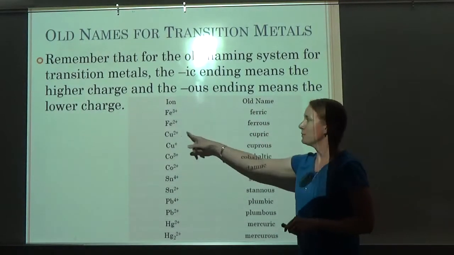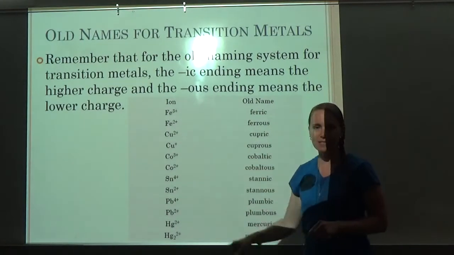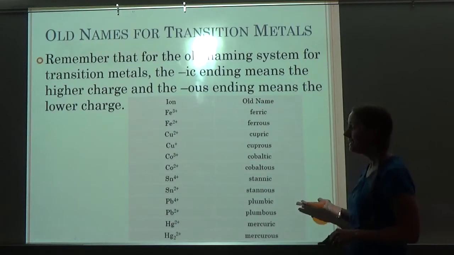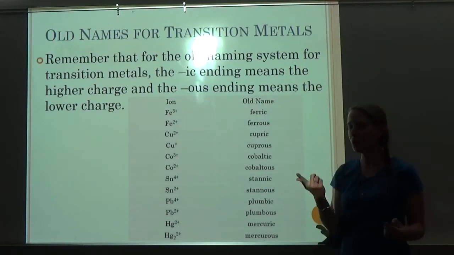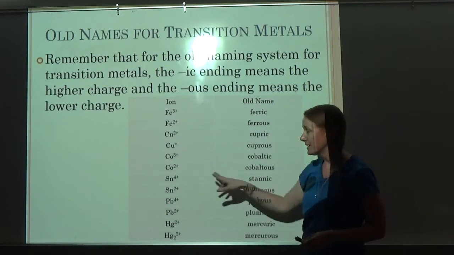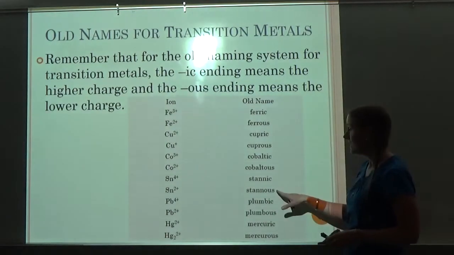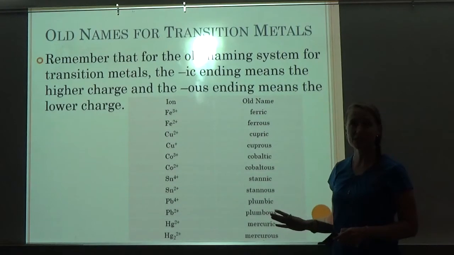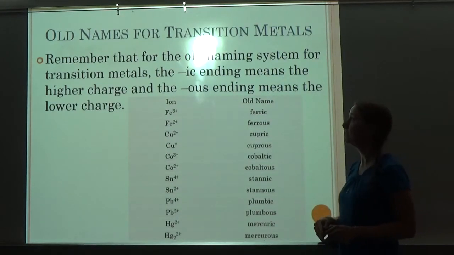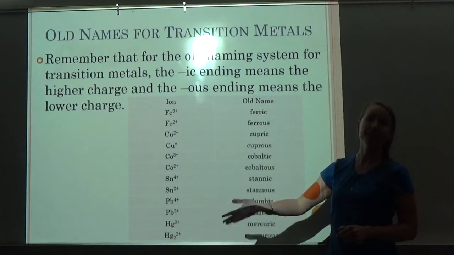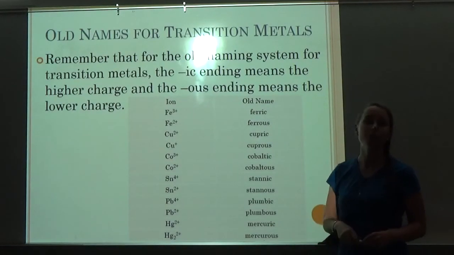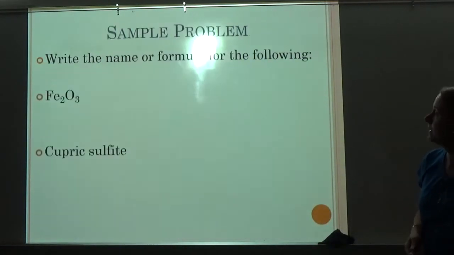But cupric is a +2 and cuprous is a +1. It's just the -ic ending happens to have a higher charge. And they don't even have to be 1 apart. Like stannic is tin with a +4 and stannous is tin with a +2. I don't make you memorize this because it's the old naming system. I kind of just wish it would go away, like we've moved on to Roman numerals, but sometimes you'll see these, so I just want you to be able to understand how to use them.